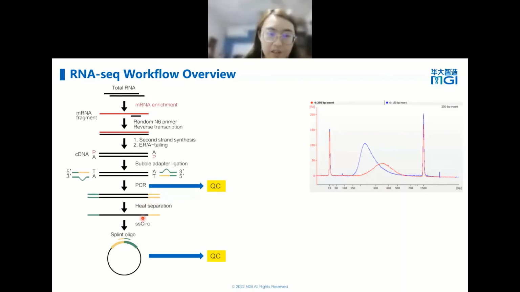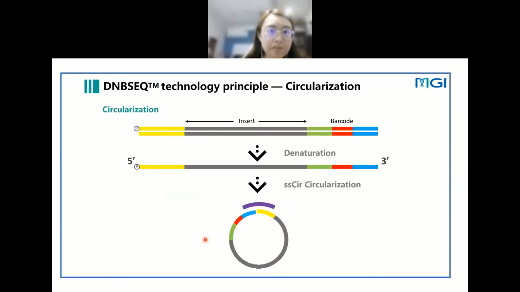heat denature the double strand into single strand, and then we add the splint oligos and all the buffer and enzymes to make it into a circular DNA. This process is called circularization, and it is the first step in our DNB technology. So this is unique to MGI. This is basically the structure of the library that we have.